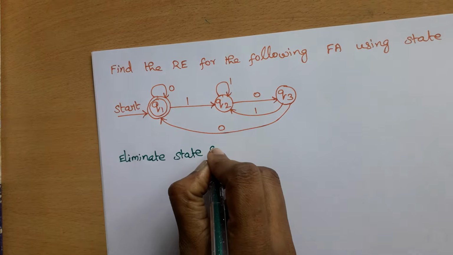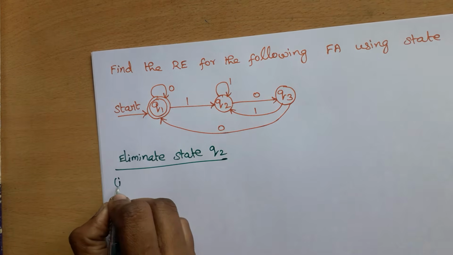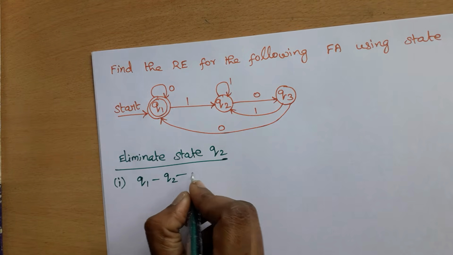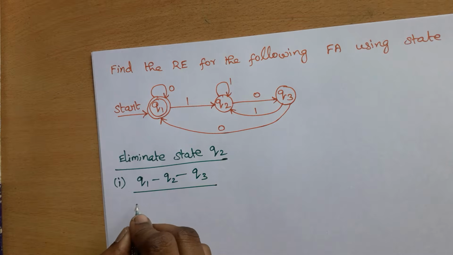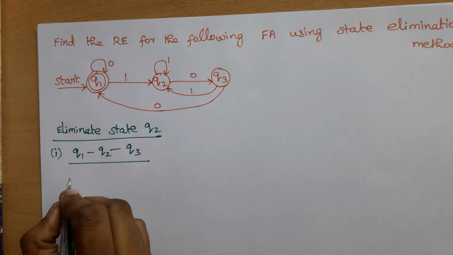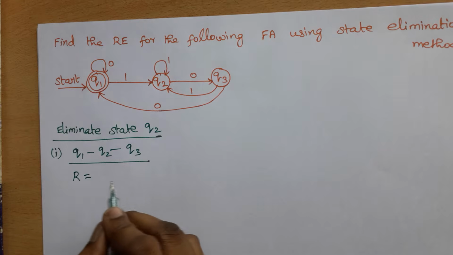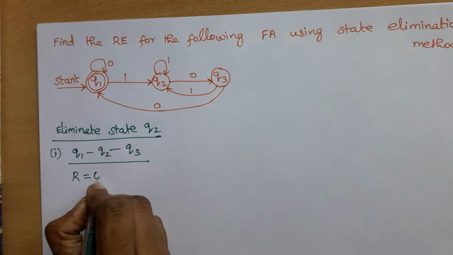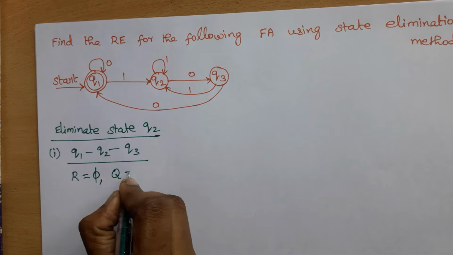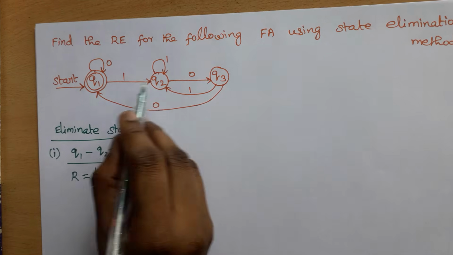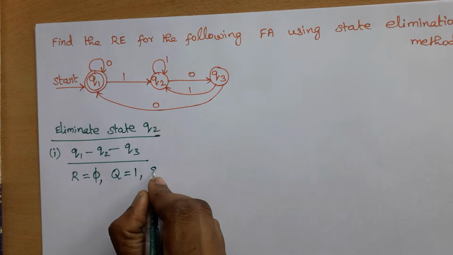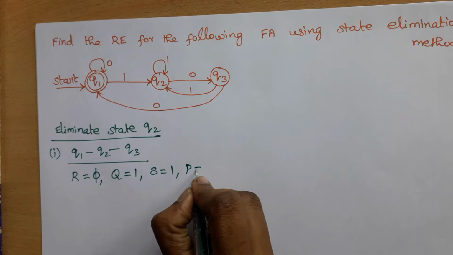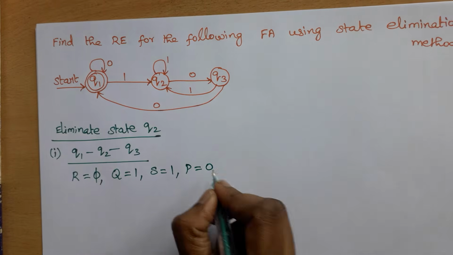state Q2. The first case is the Q1, Q2, Q3 path. Here we need to find R, Q, S, P. R means Q1 to Q3. Q1 to Q3, no path, so phi. Then Q means Q1 to Q2, the arc is labeled by 1. Then S means Q2 to Q2 is 1. Then P, Q2 to Q3, is 0.